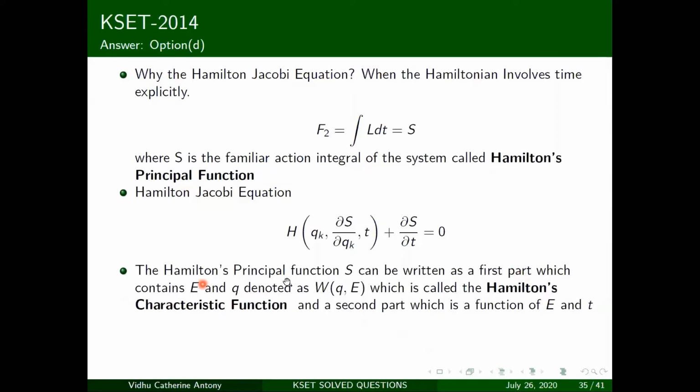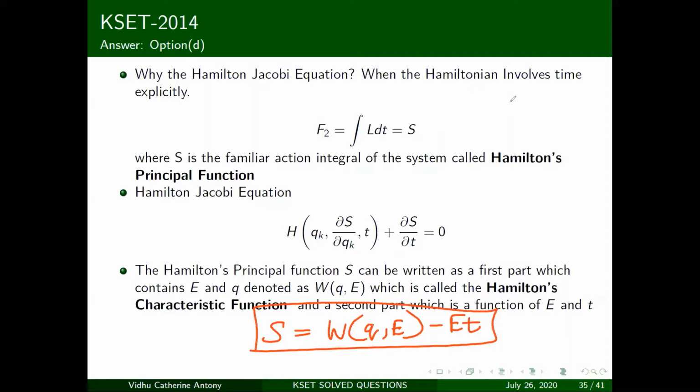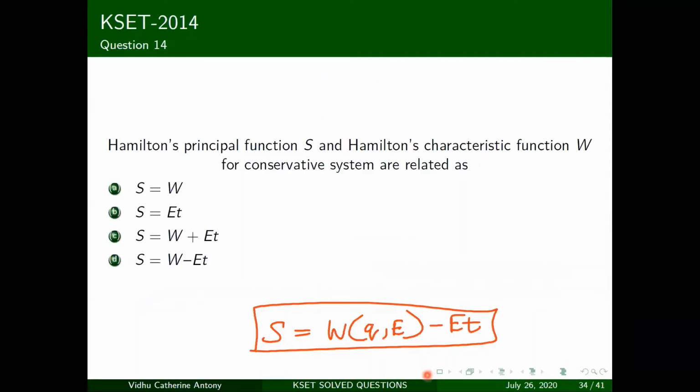So Hamilton's principal function S can be written as a first part, which I showed you, a function of Q and E, called Hamilton's characteristic function, and a second part which was E and T. Let me do it again: S is equal to W(Q, E) minus ET. So this is the equation that you have. Let's just go back. You realize it's option D.